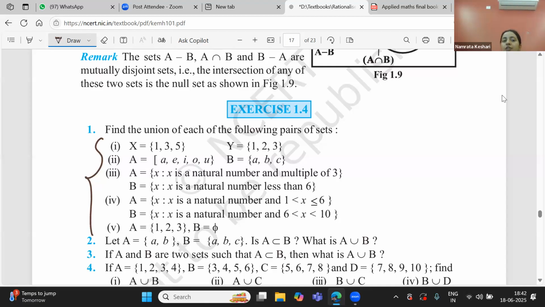X is there, Y is there, you have to find the union. A is there, B is there, you have to find the union. Then A is there, B is there, this is written in set builder form and you have to find the union over here. Similarly, the next one, A and B is there, just write it in roster form, you will be able to write the answer directly, what will be the union. Then this number 5, 1 2 3 is there, 5 is there, union means everything, so it will just contain 1 2 3. Okay, the union of A and B.